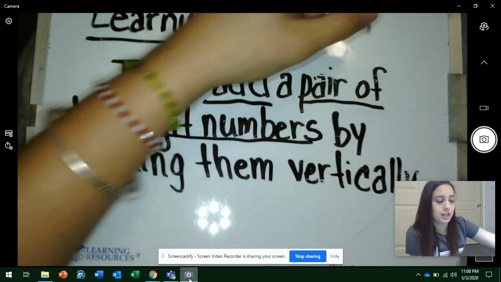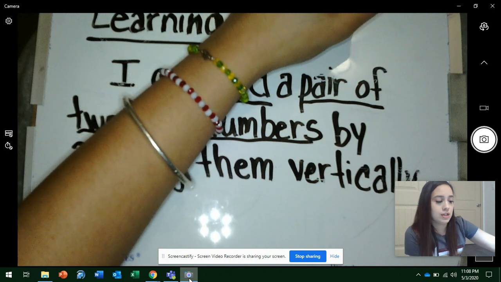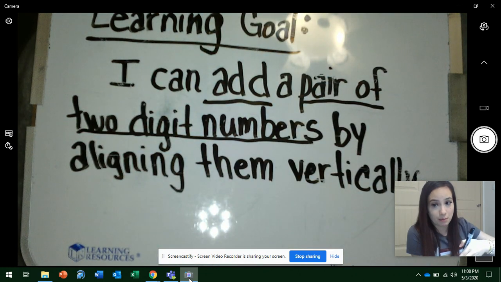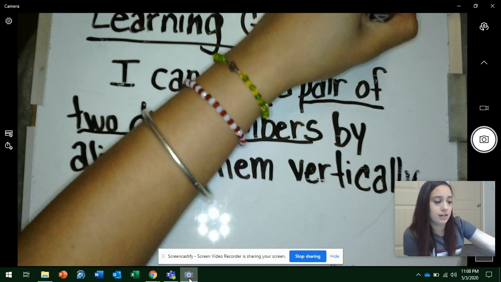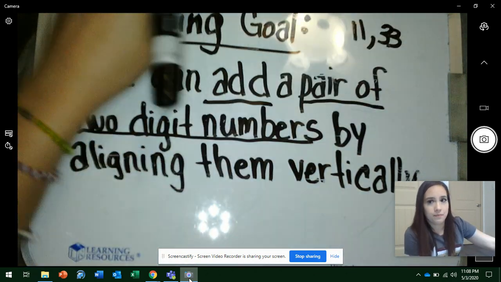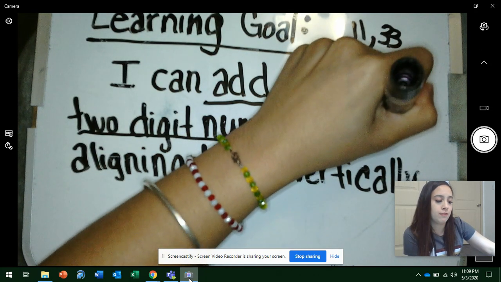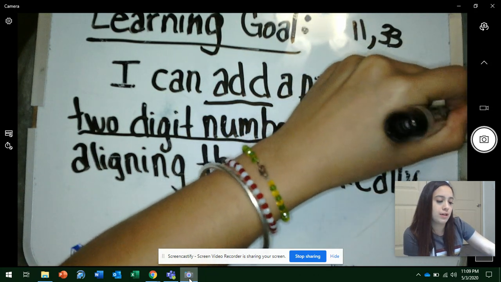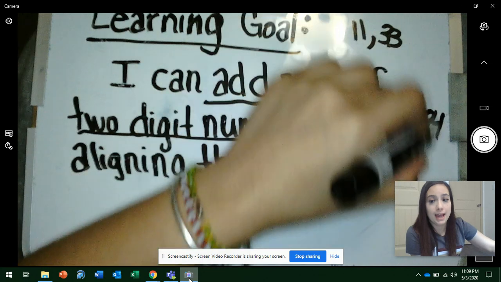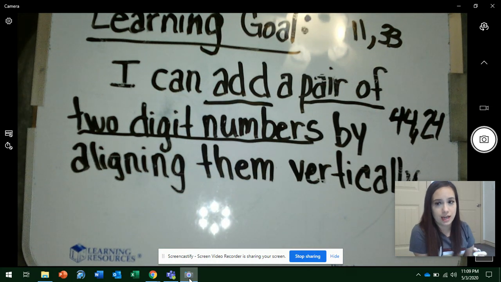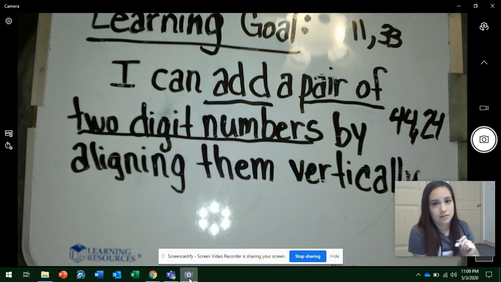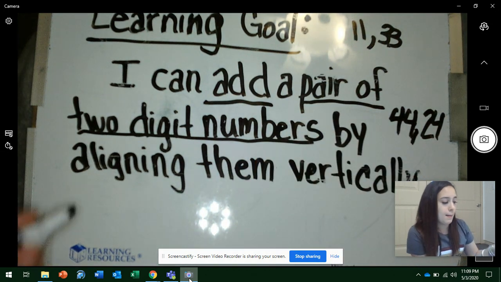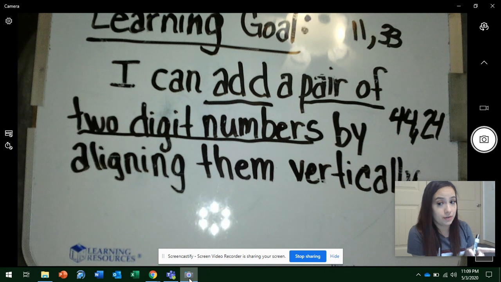Just meaning that you're going to add numbers that have tens and ones, remember? That's 2-digit numbers, but you're going to add like 11 and 33, or 44 and 24. This is a pair of 2-digit numbers, okay? You have numbers that have tens and ones, and there's 2. So that's what you're going to add, but look at how you're going to do it.